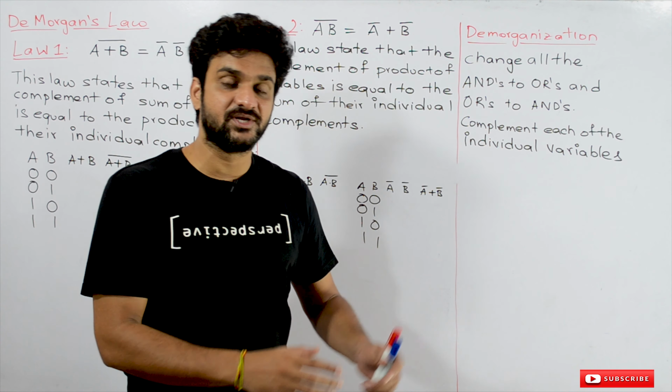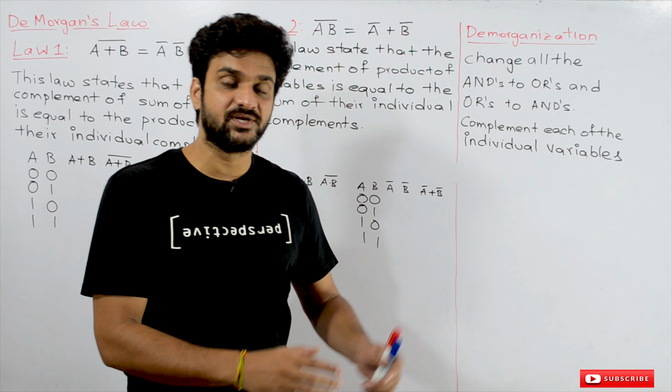How do we verify that both of these are equal? We will get the verification by using truth tables. These are the two truth tables. The first truth table is going to find (a plus b) complement, and the second truth table is going to find a complement dot b complement, the product of individual complements. Now, a plus b is 0 1 1 1, and the complement of this is going to be 1 0 0 0.